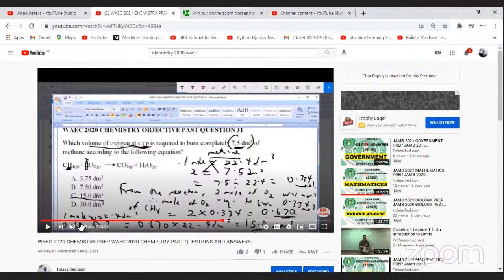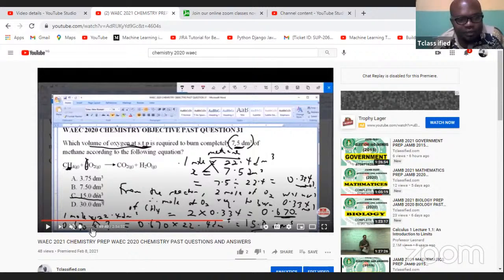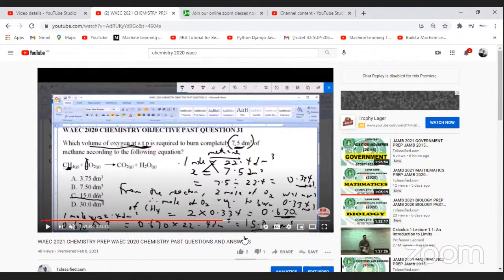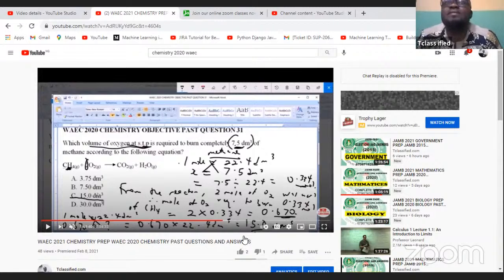Which side is it? This side is 0.67. This one says 1 mole contains 22.4 dm³. So 0.67 will contain how many moles? X. Making that X the subject, it will be 0.67 times 22.4 dm³ to give us 15.0.